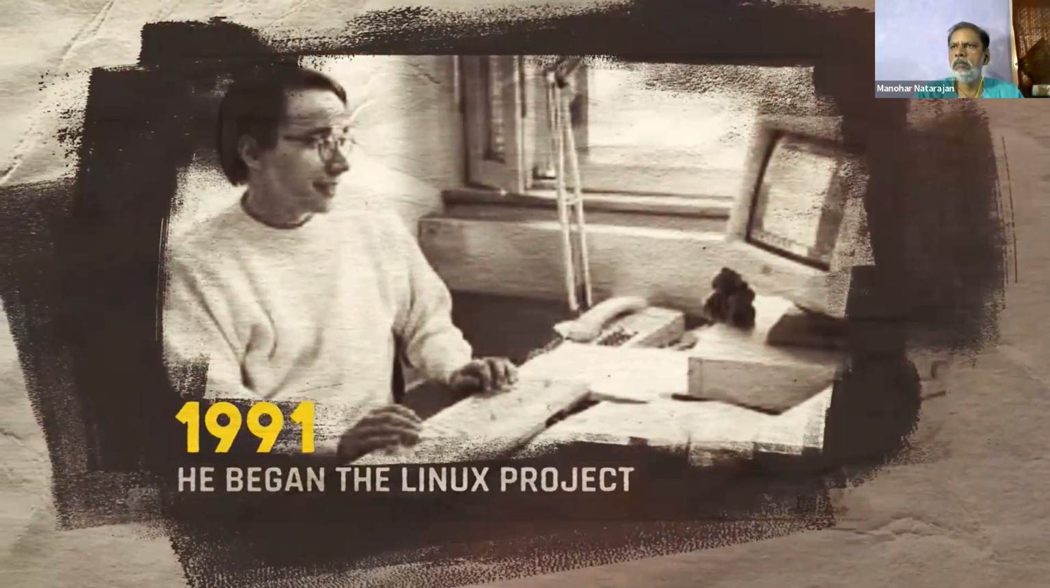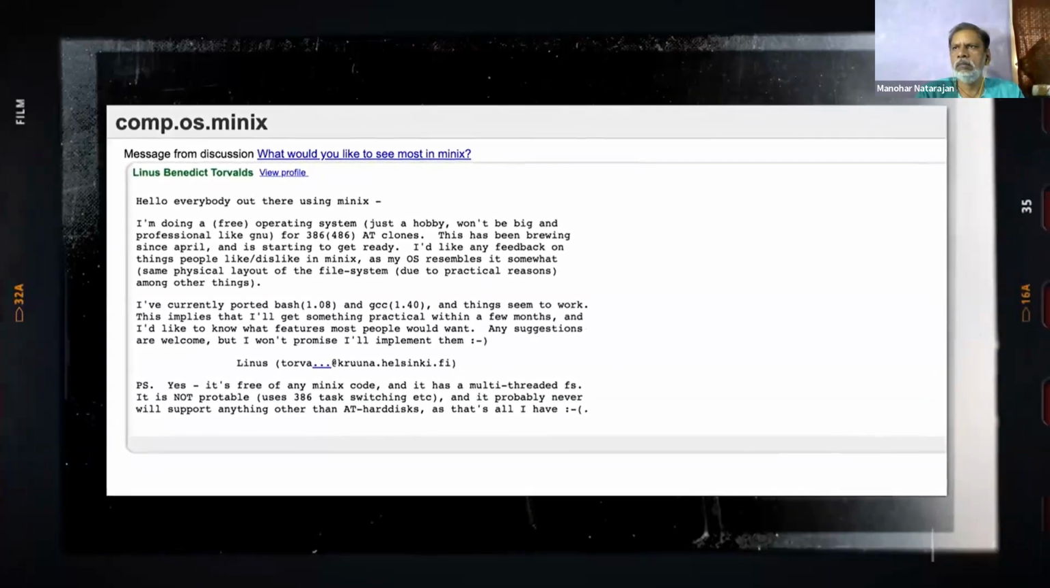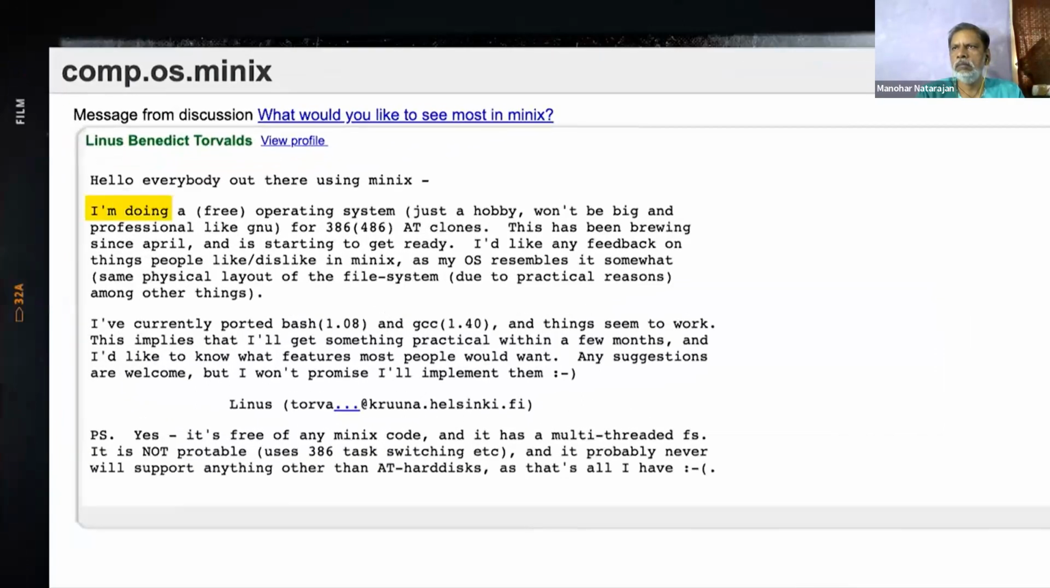The first online post regarding his creation of Linux dates back to the 25th of August in 1991. "I'm doing a free operating system, just a hobby, won't be big and professional like GNU, for 386, 486 AT clones."